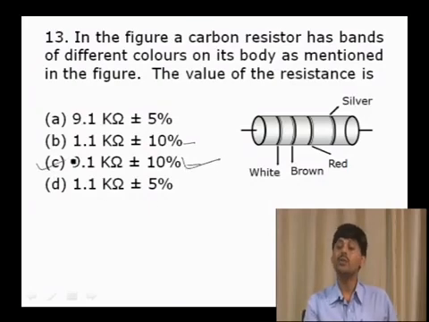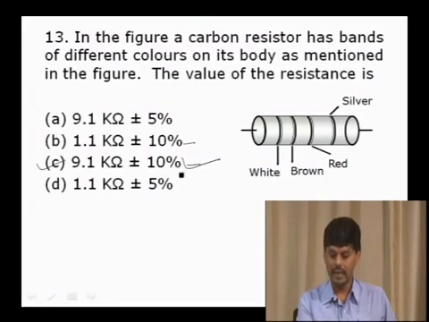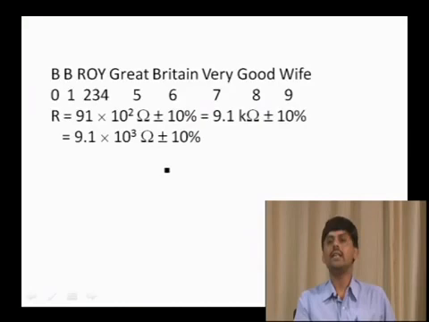Or else we can also do it by taking the help of the color code method. This is a very easy method to identify. If the first and the last colors are there correctly, then the answer is correct. This is the way you are going to calculate the value of the resistor, by taking the help of B.B. Roy, Great Britain, Very Good Wife.